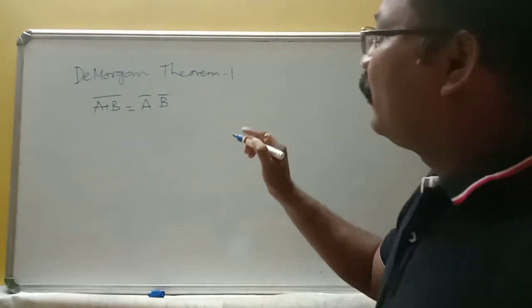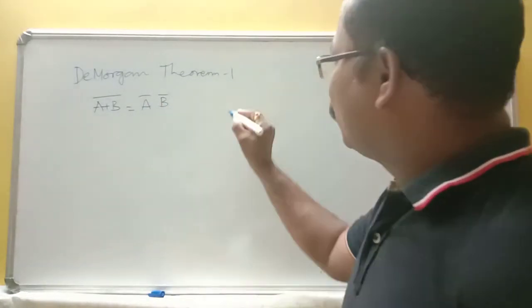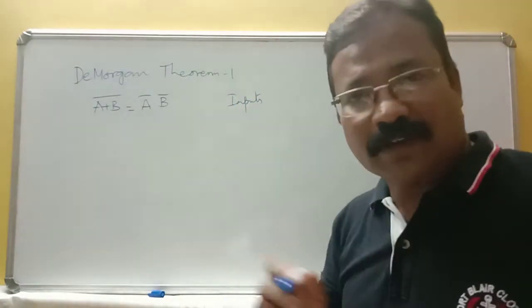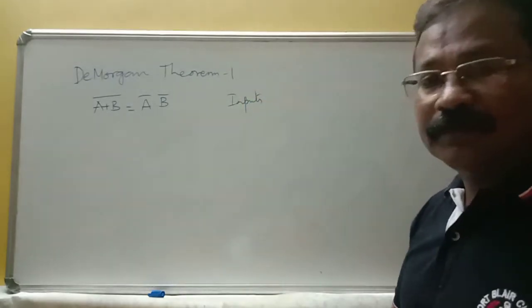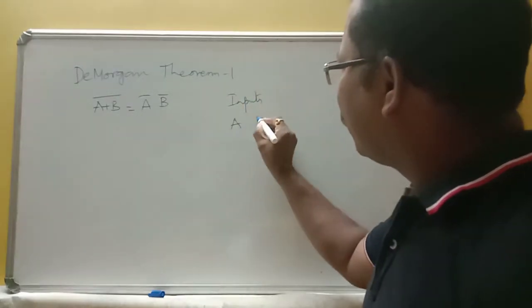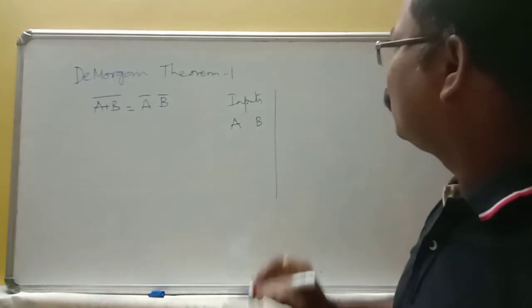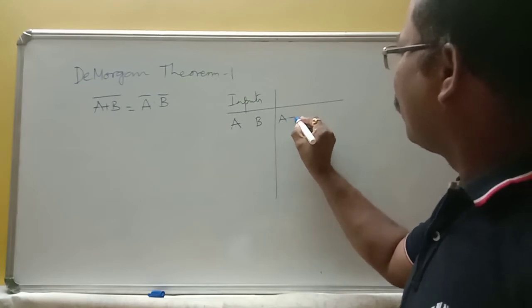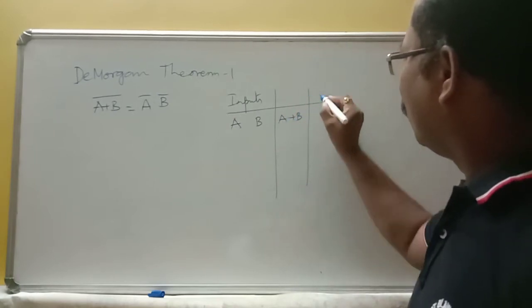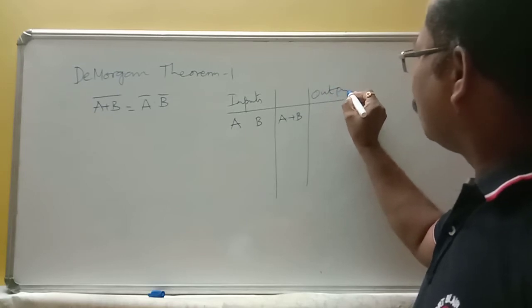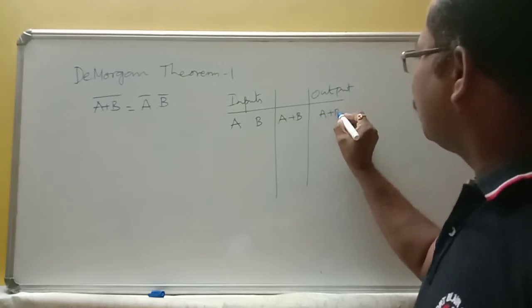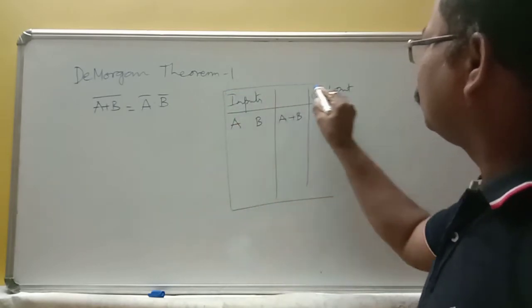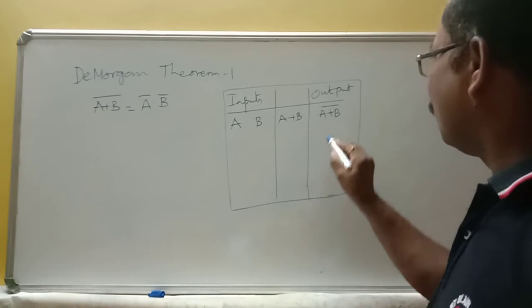What is the LHS? Here we will verify this theorem, whether it is correct or not. What are the inputs here? A and B are the inputs. A plus B, and the output is A plus B whole bar.